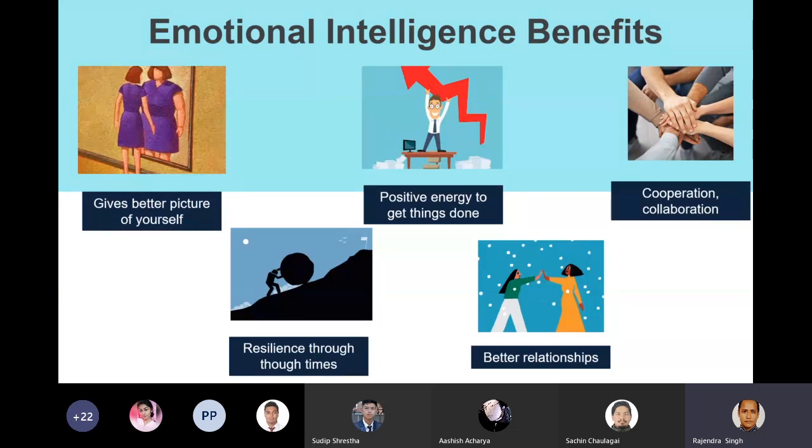Again, resilience is another benefit, resilience through tough times. You don't let tough times get you, but you go through any tough times. If you face any failure, no matter how many times, you get up and you go forward. People with higher emotional intelligence are able to do that, versus people with low emotional intelligence, who may not be able to go forward in difficult times.